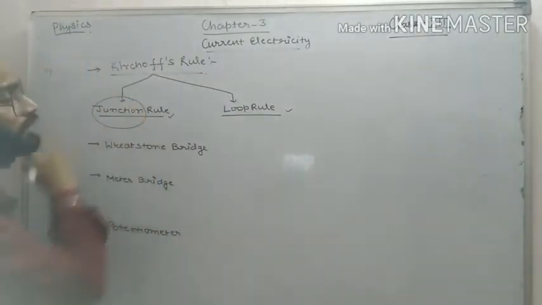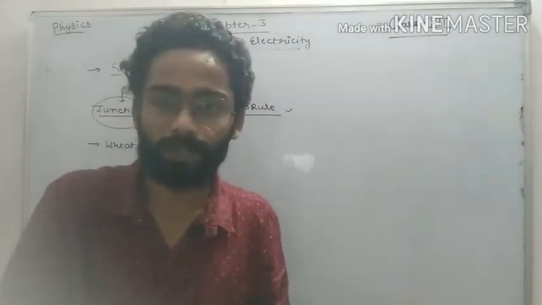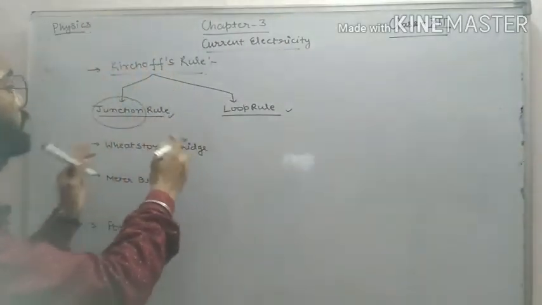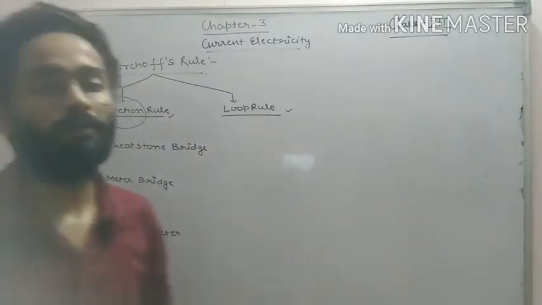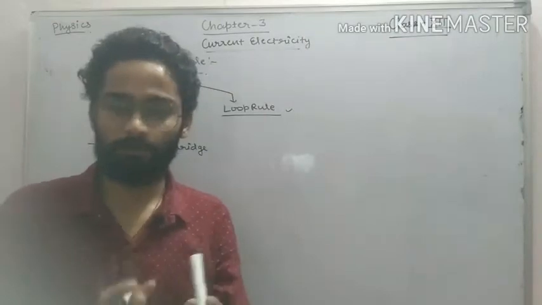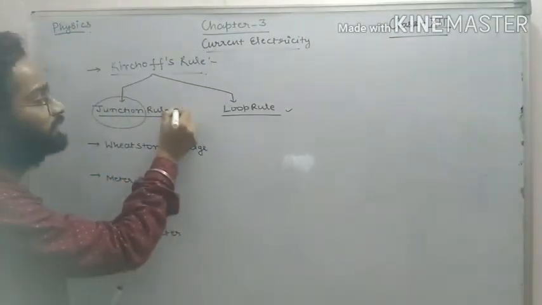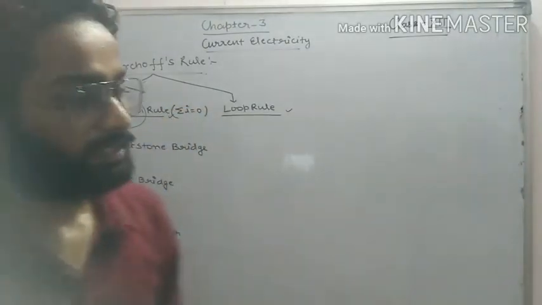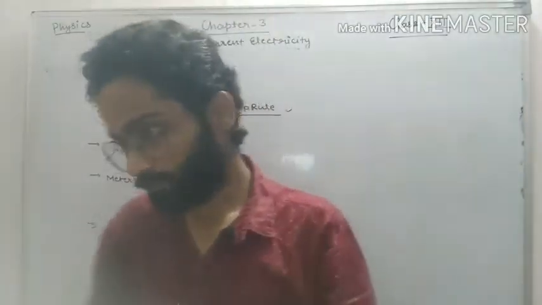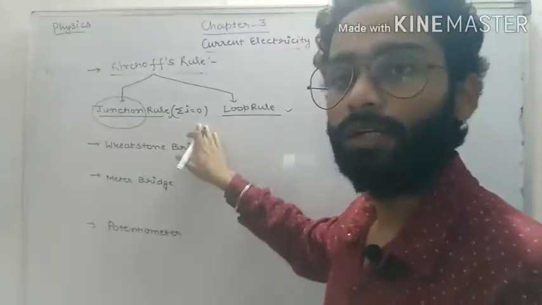Junction is what? A junction is a place where all the currents come to meet. That is what a junction represents. This rule states that the algebraic sum of all the currents meeting at a point remains 0. That means sigma I is equal to 0. What does this rule say? The algebraic sum of all the currents meeting at a point or a junction is always equal to 0.